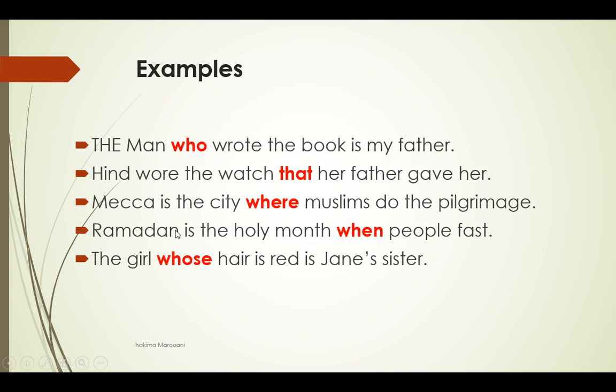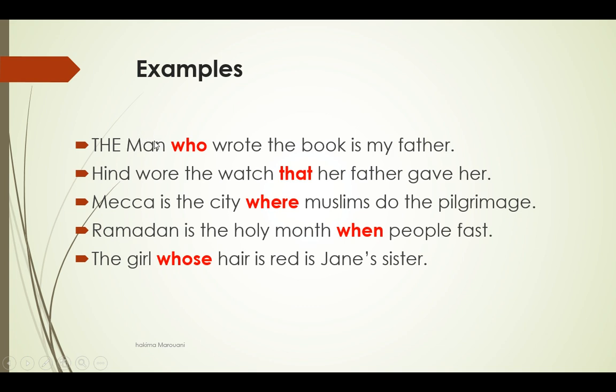But here they have another function. We use them here as relative pronouns. So don't mix them up and say these are WH questions. No, these are relative pronouns. Okay, what is their function? They define the noun that comes before.